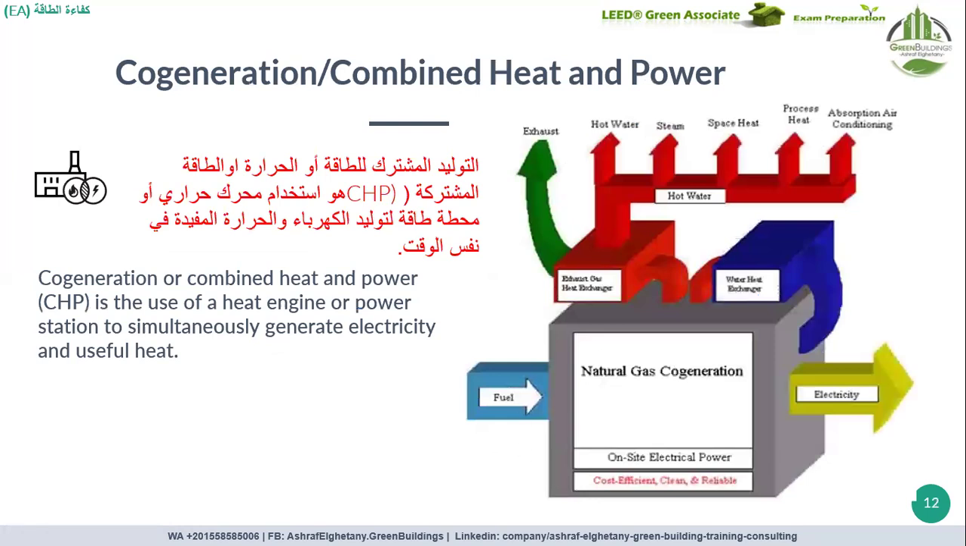Cogeneration, we said we can use any system to the maximum. Systems that generate heat like generators, we can also use for water heating instead of just using liquid to cool it down without any use.